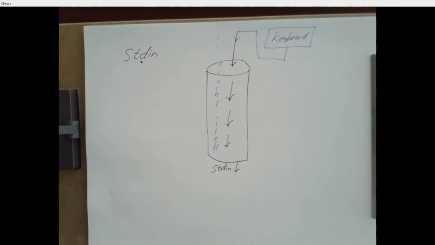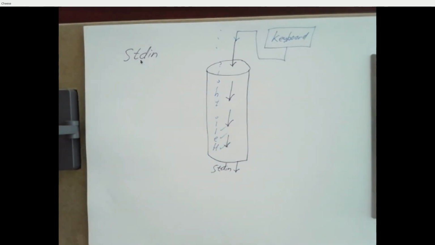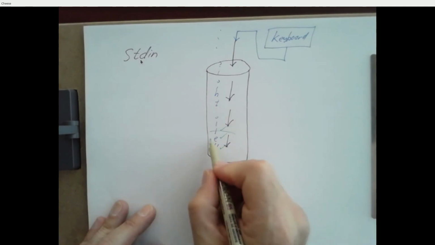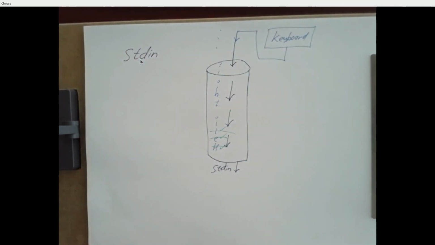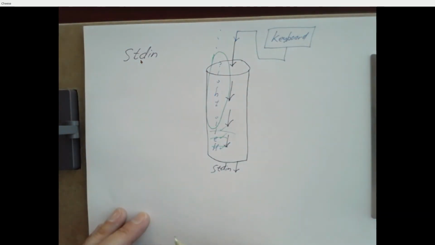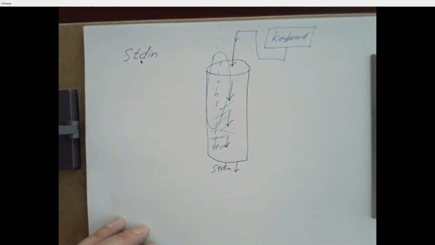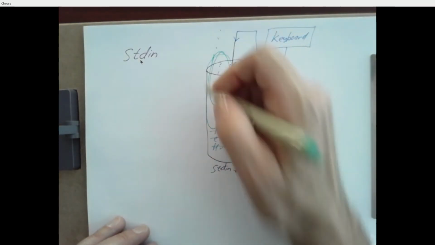When you call fgets and you say read 3 characters from standard in, it says, okay, I'll take an H and an E and an L. And those get pulled out of the pipe and they go into your buffer, but all this other stuff is still sitting inside this pipeline. And the next time you call fgets, it picks up 3 more characters, and all this other stuff is still sitting in the pipeline.